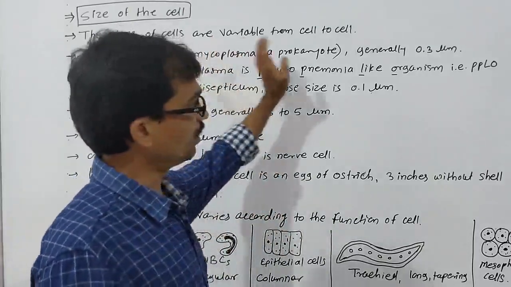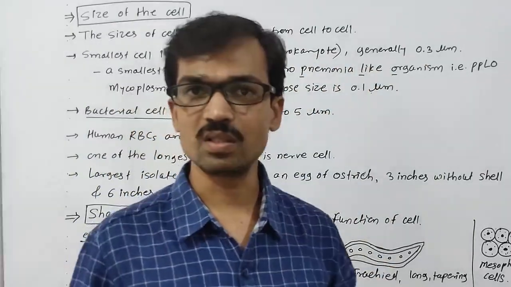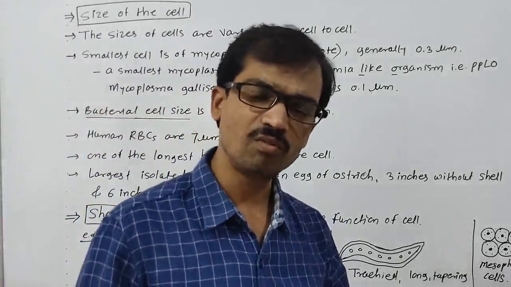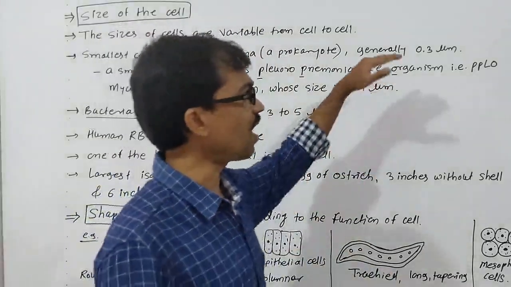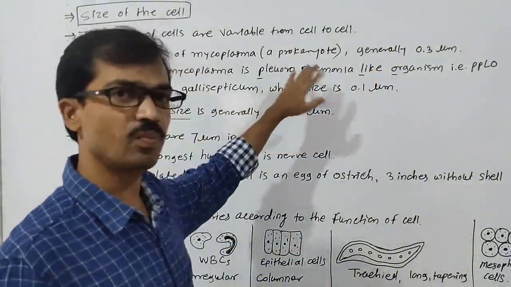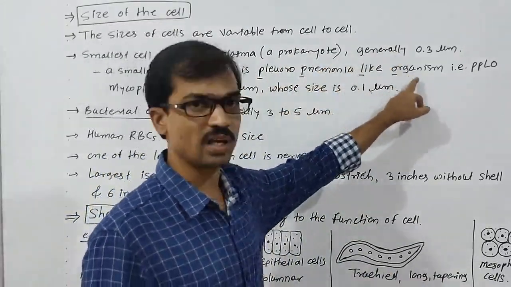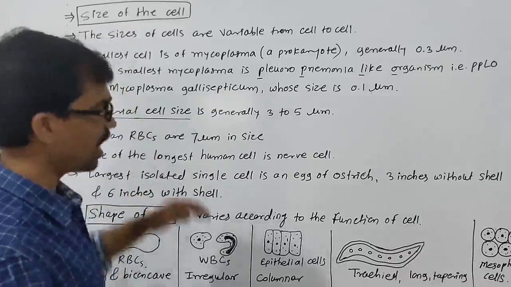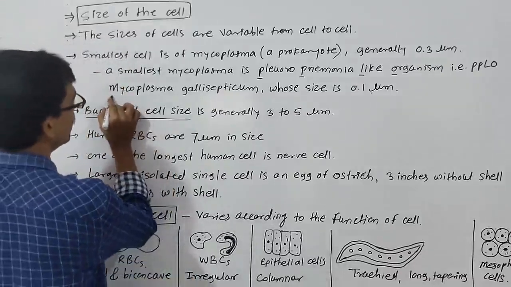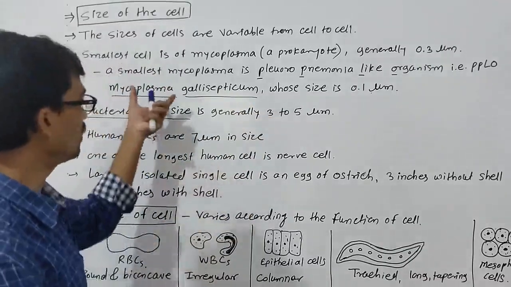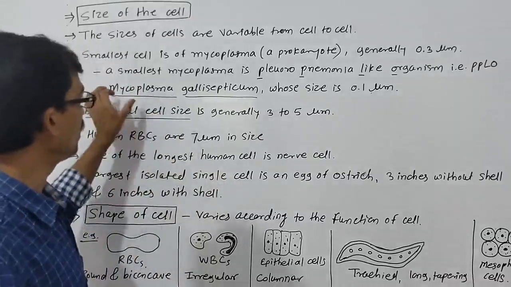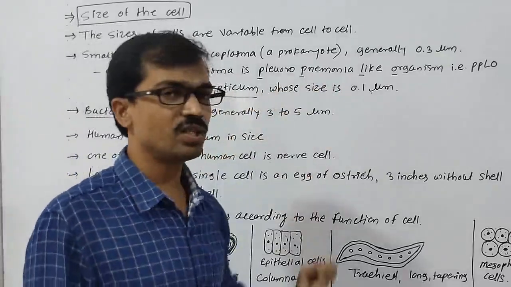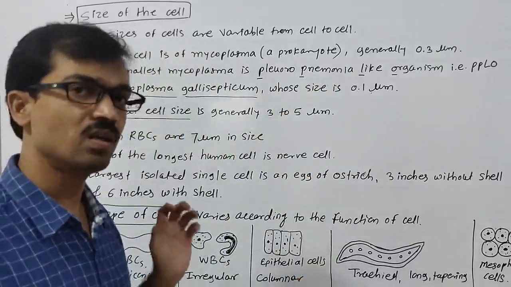Okay, so generally the average size of the mycoplasmas is 0.3 micrometer, but if we see different types of mycoplasma cells, then we will find some mycoplasmas are still smaller than their average size, and one of such mycoplasma, which is called PPLO, pleuropneumonia like organism, is only 0.1 micrometer in size, and that mycoplasma or PPLO is called Mycoplasma gallisepticum. This is the scientific name of the organism. This is the genus name, Mycoplasma, and gallisepticum is the name of the species. So this species is the smallest organism, only 0.1 micrometer in size.